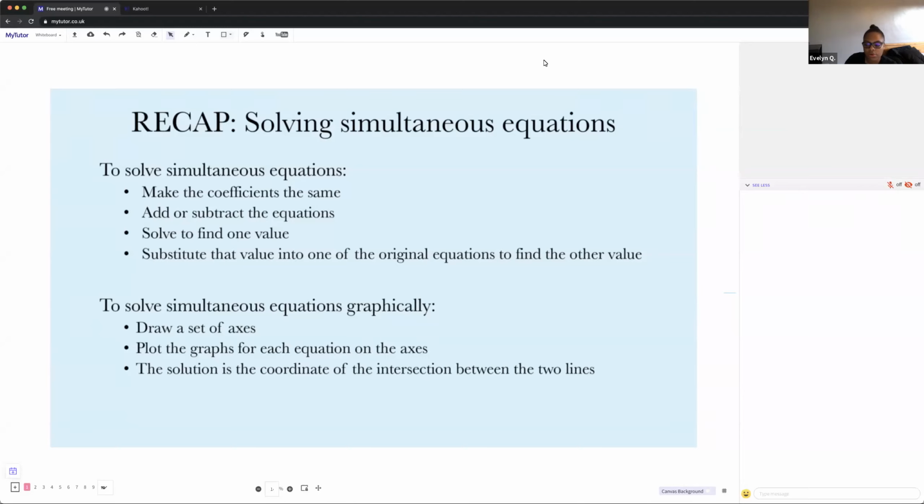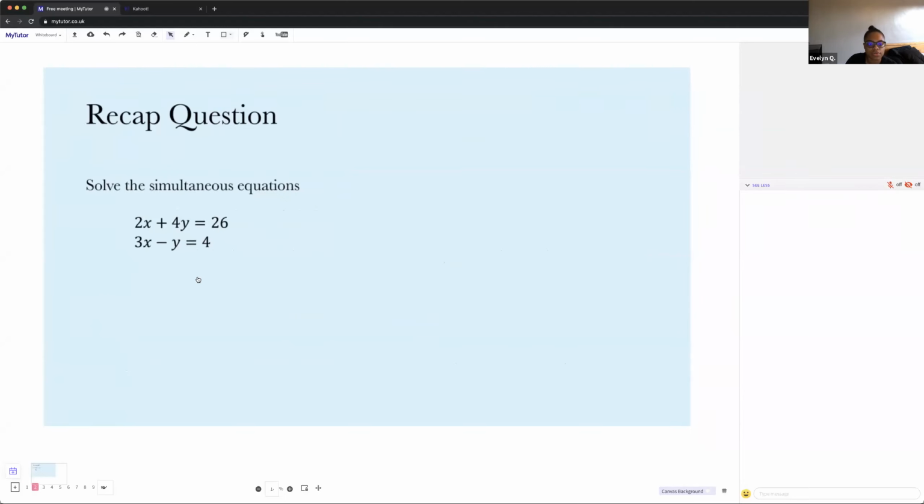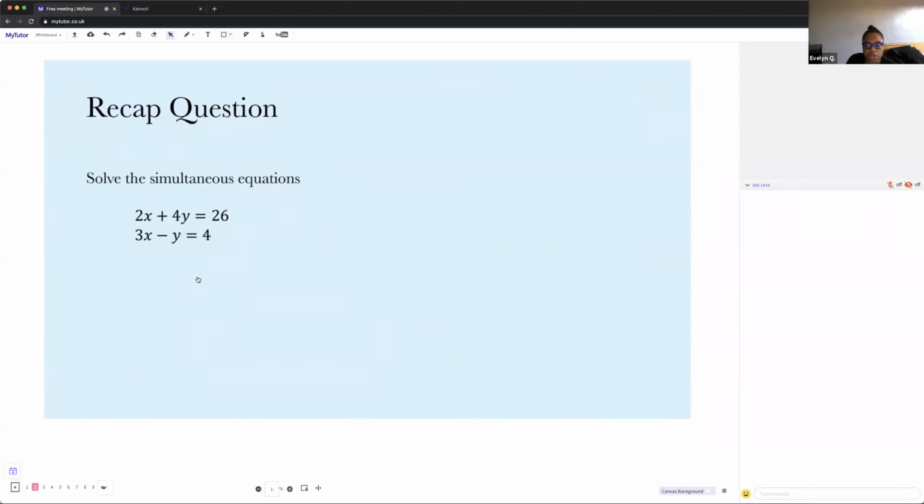So before we move on to solving quadratics, let's do a quick recap question on solving simultaneous equations. So I would like everyone to have a go at answering this question for me. Remember, make sure either the coefficients of x, so the numbers in front of the x, or the numbers in front of the y, are the same, and then decide whether you are going to add or subtract the two equations and then solve.